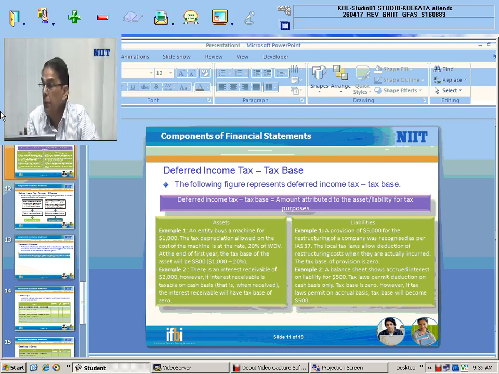As I told you, the temporary difference will disappear, will cease to exist when the interest is actually received. Similarly, on the liability side, we can look at some examples.